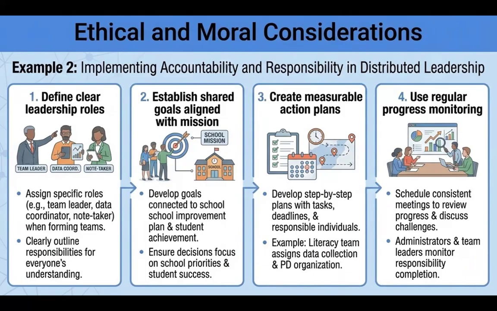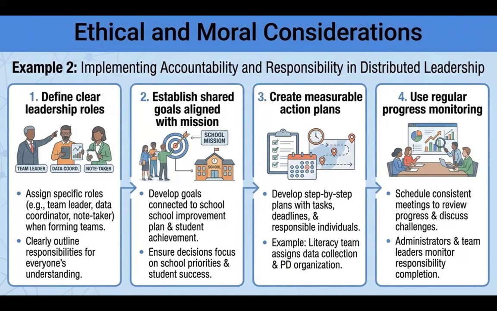And then another example would be implementing accountability and responsibility in distributive leadership. So again, defining clear leadership roles, making sure that everyone knows that there's a team leader, there's someone that's going to conduct the data, there's someone that's going to be taking the notes. That then ensures everyone's on the same page and we're not like, wait, this didn't happen. Wait, you're supposed to do that. Or wait, why didn't this happen?